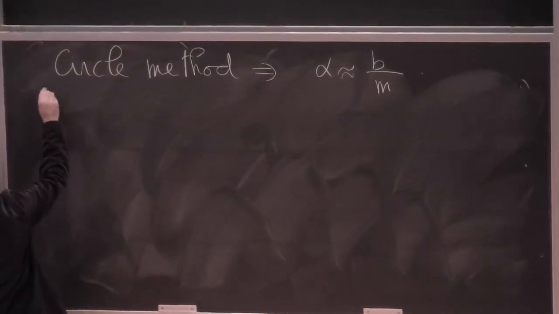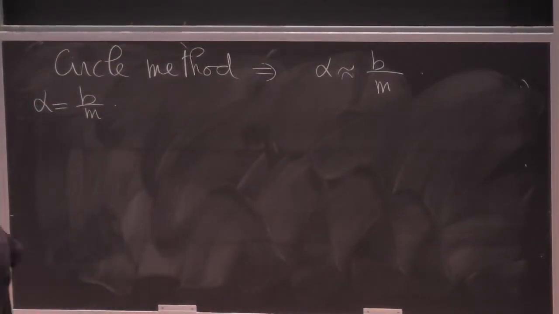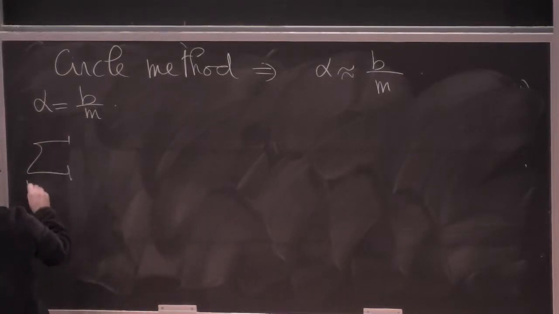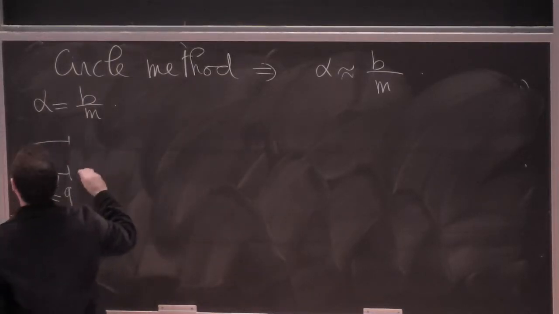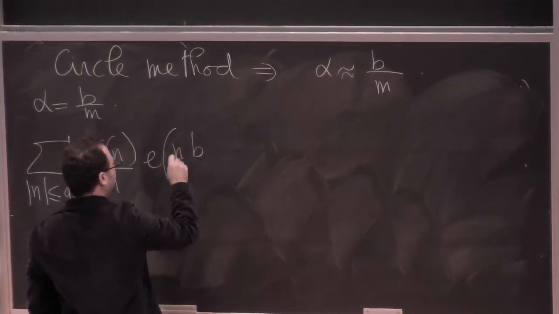So if you take alpha to be exactly b over m, then this guy here will be, what? Well, e of n b over m.